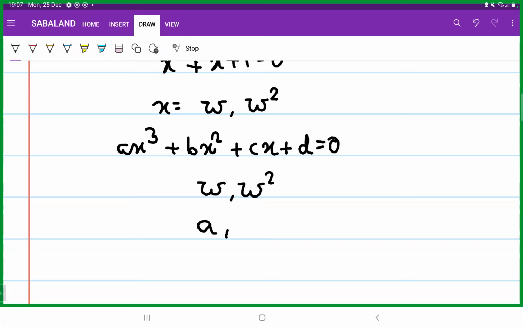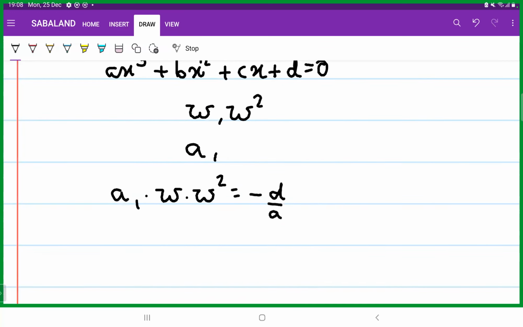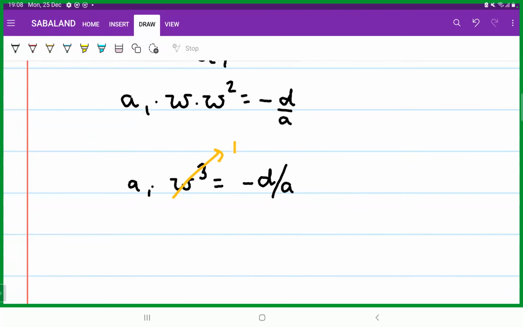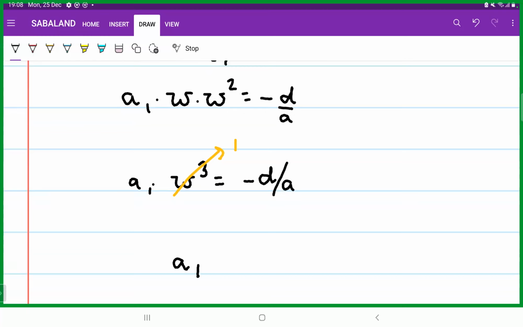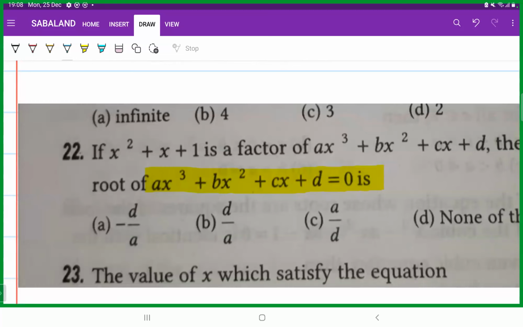So first let me try the product of roots. Now this one will be equal to minus d by a, right? The product of roots of a cubic equation will be equal to minus d by a. Now this is omega cube times a1, which is equal to minus d by a, and the value of omega cube is 1. So the value of a1 will be equal to minus d by a. That is the answer for you, because as you can see, we have been asked to find the real root. So option A is correct.